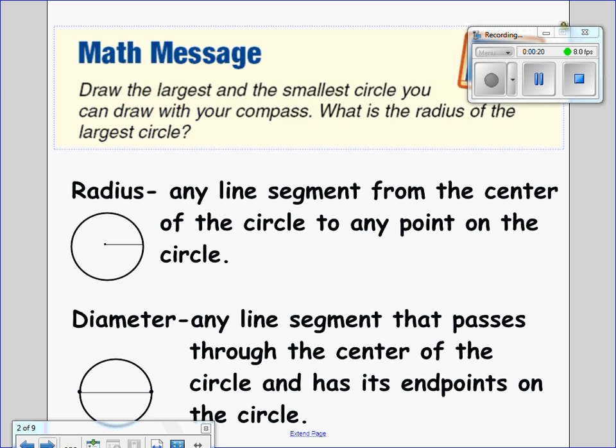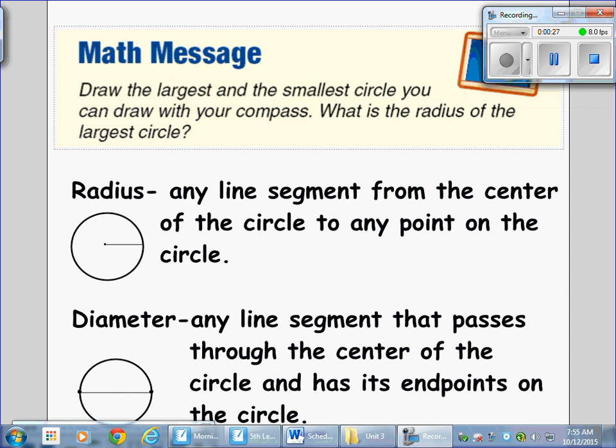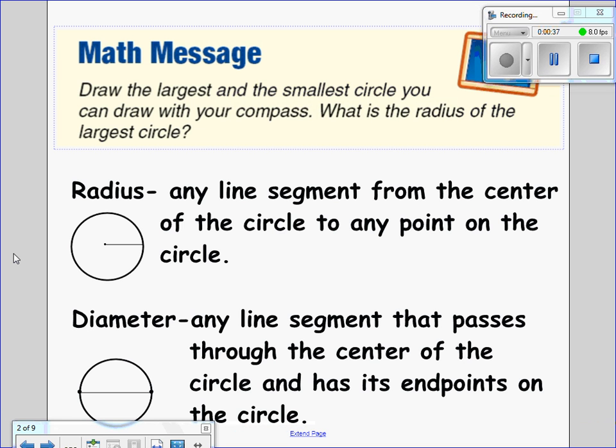Before we get started here, let's take a look at what a radius and what a diameter is. You might have seen this already in your math boxes a little bit. A radius, when we're looking at a circle, it's the middle of the circle to the outside. This is your radius, okay? Any line segment from the center of the circle to any point of the circle. The diameter is the straight line across. So as you can tell here, the radius is half of what the diameter is, okay? You're gonna be using that a little bit today.